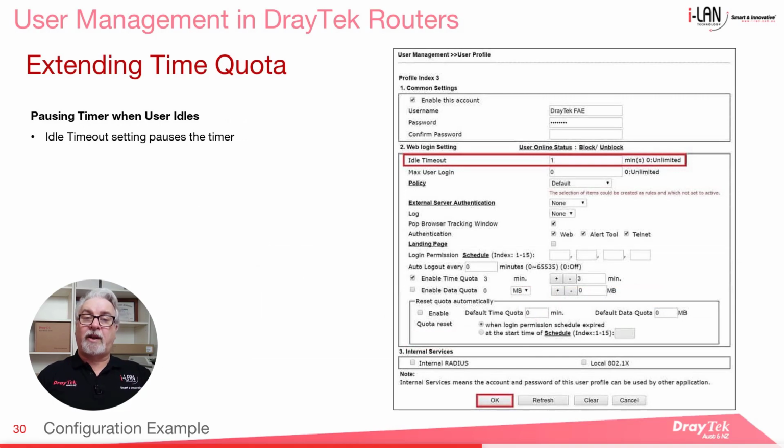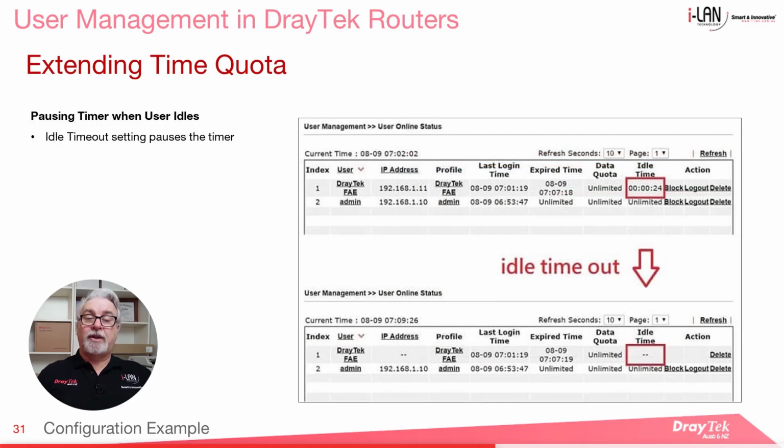The idle timeout setting can be used to pause the timer when the user connection is not active, such as when their connection drops out. In the example shown here, we've set it to 1 minute, so if after 1 minute there's no activity, the router will pause the countdown timer. To set up the idle timeout period, enter the time in minutes in the idle timeout box and click OK to save. To check that it's working, go to the user online status page and you should see the idle time is paused once the timeout period is reached.